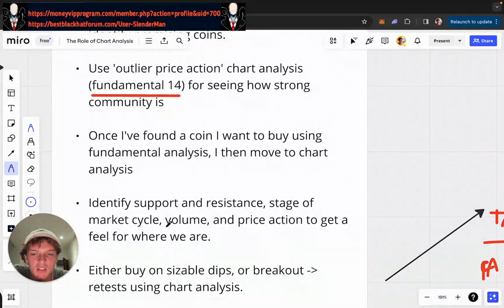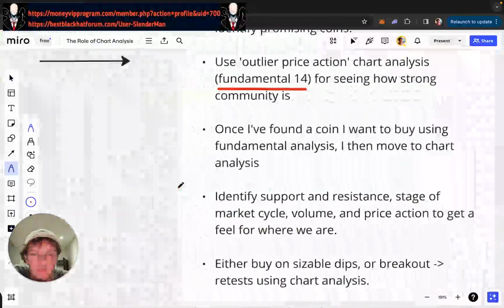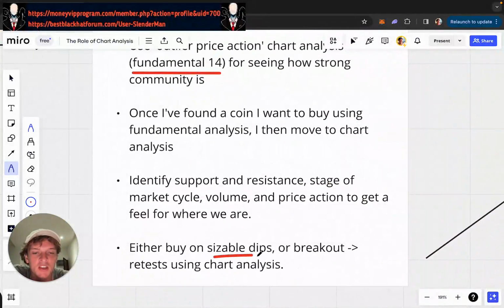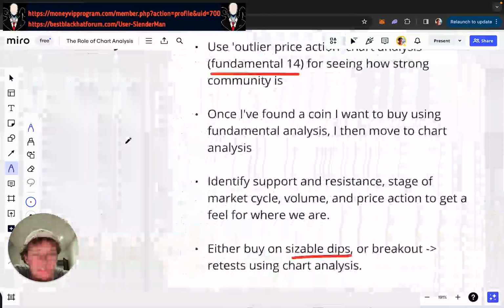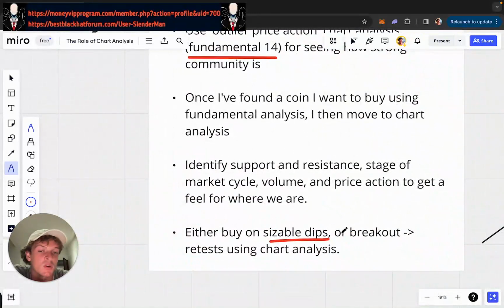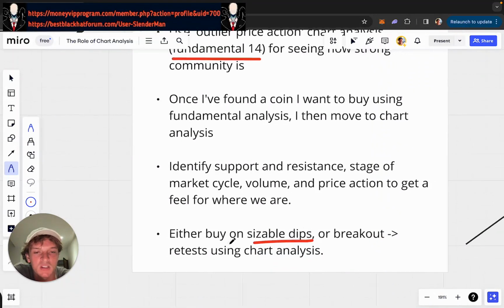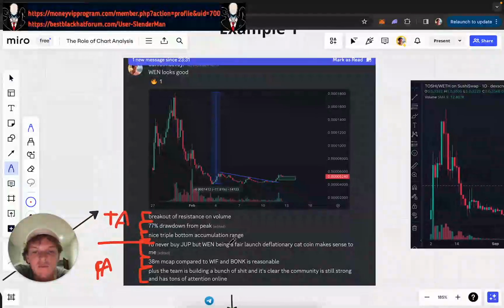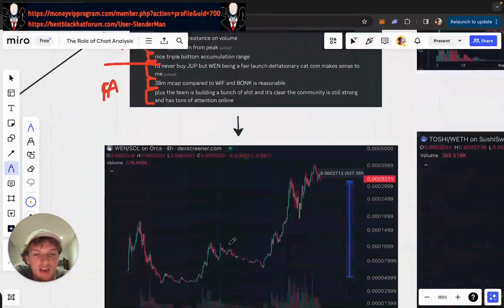The stage of the market cycle that we're in, the volume, and the price action, right? I did all of that. What's the next step? Buy on sizable dips. Okay, well, it's down 77%, or breakout and retest. So I did both. I waited for it to go down 77%, and I bought the breakout and retest, right? So I did everything that I just told you guys, and then what happened?